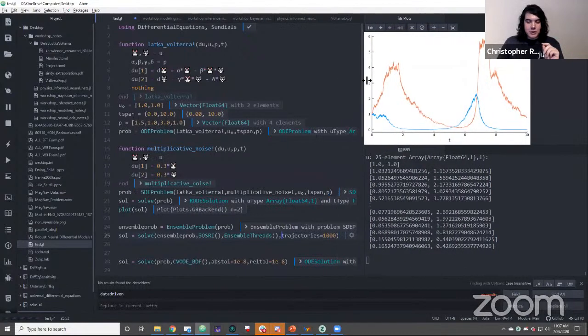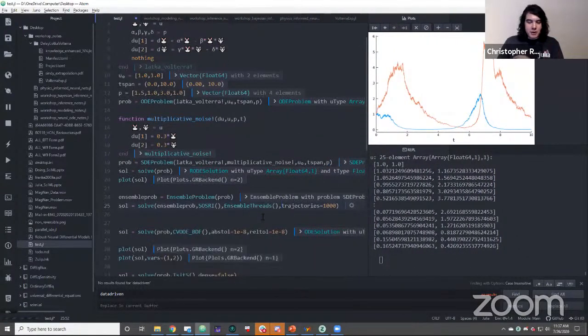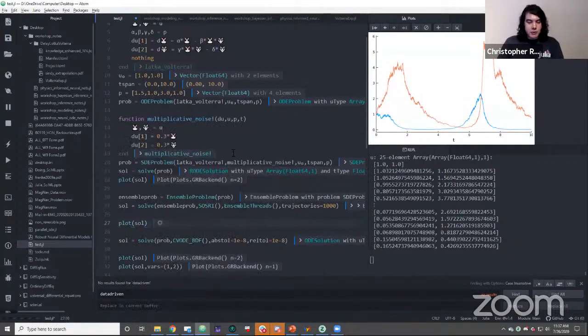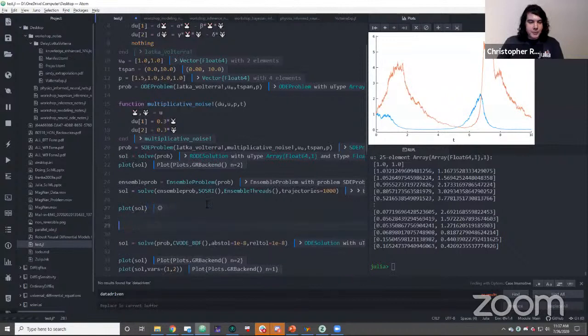And it will solve all these. So my computer is going to kick up and it's going to use all of the different threads. The first time, of course, it'll have to do the compilation, and then it will. Then you can plot all of these together. So if you plot the ensemble, it should plot all of the 1,000 different trajectories all at the same time.